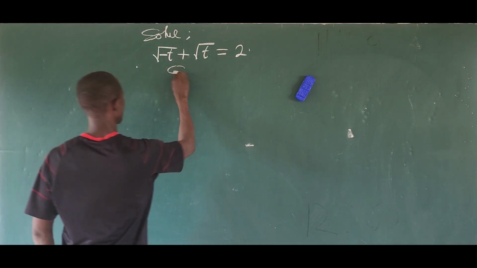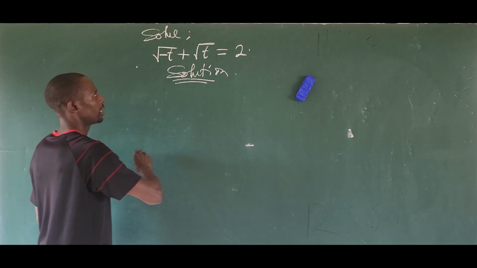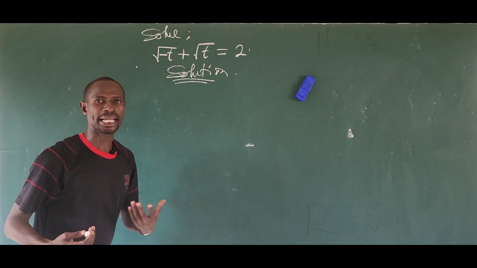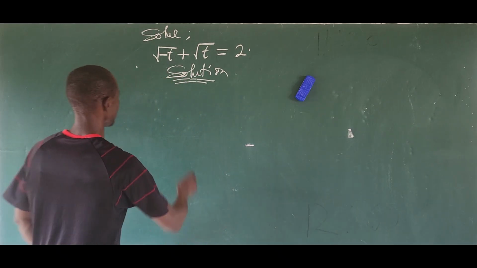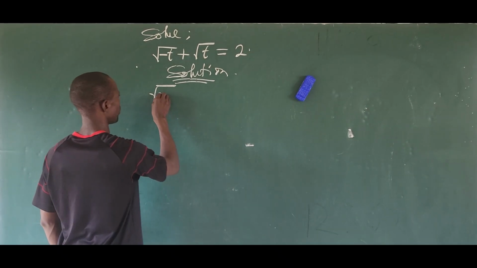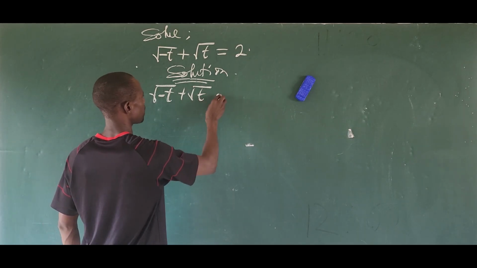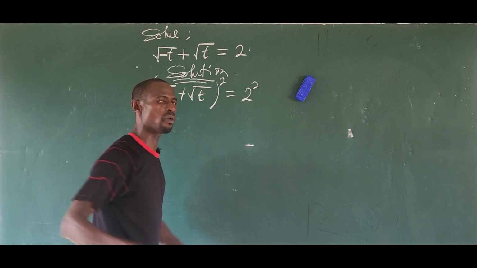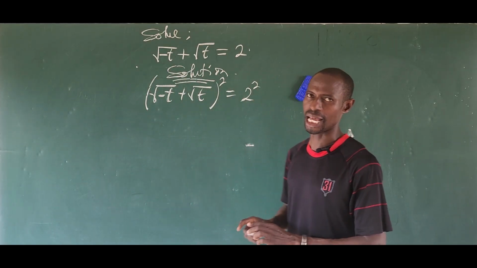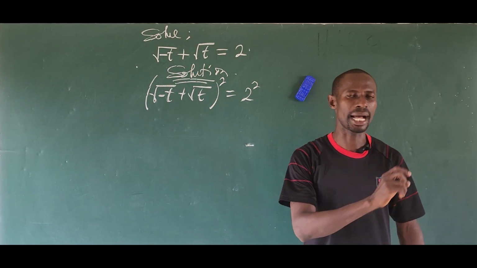So how do we solve this? Let's take our question first. Like I said, I want to square both sides of the equation and see what that gives us. This is going to give us the square root of minus t, plus the square root of t, all raised to the power of 2, equals 2 to the power of 2. Why are we taking the square of both sides? Because we have a square root radical here and a square root radical here.